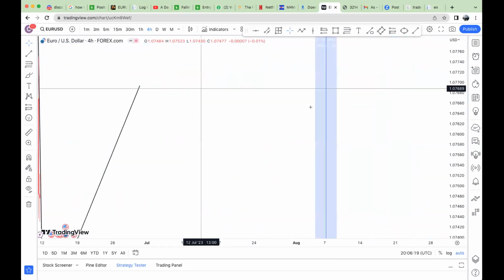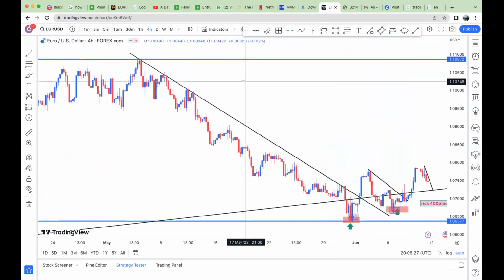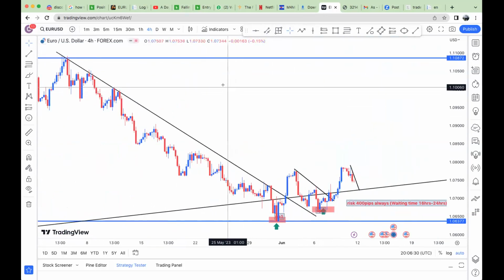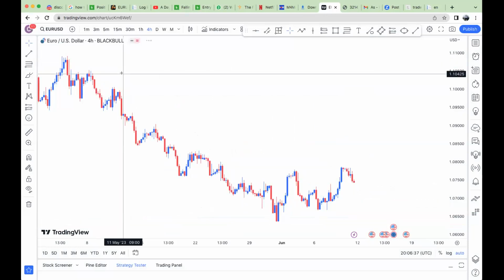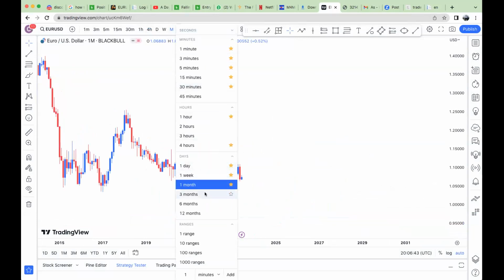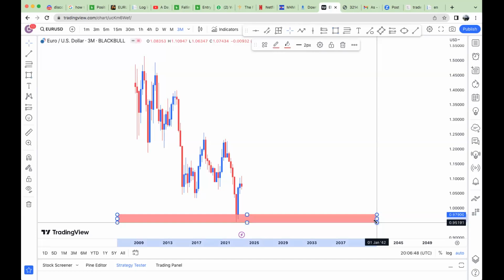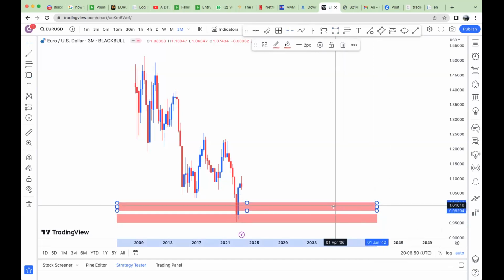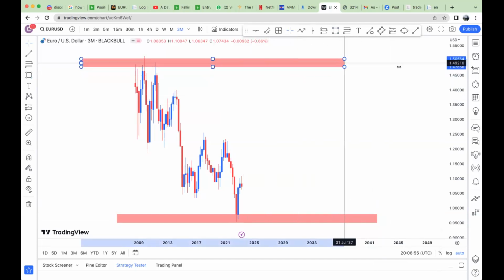All right, so what was I talking about? I was trying to talk about the resistance and the roof, and about time frame to time frame analysis. The first thing you want to do is go to the 3 months time frame and mark the floor, which is the support, and then mark your roof, which is the resistance.